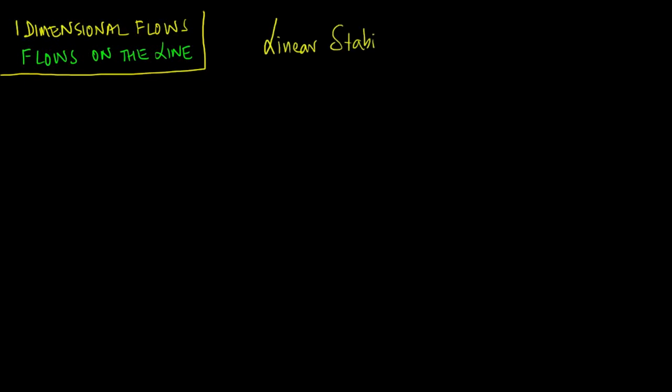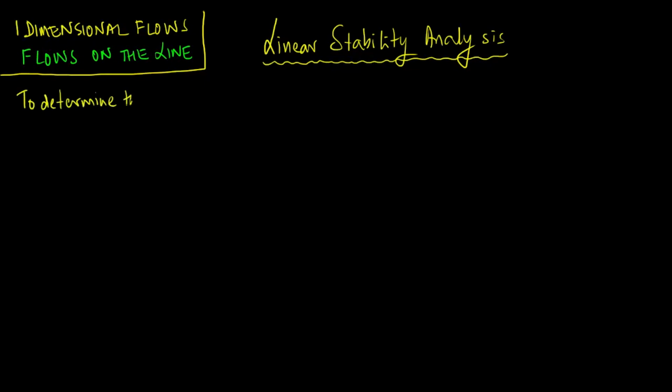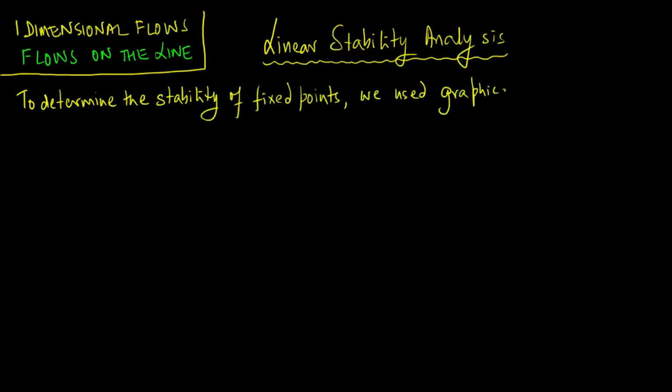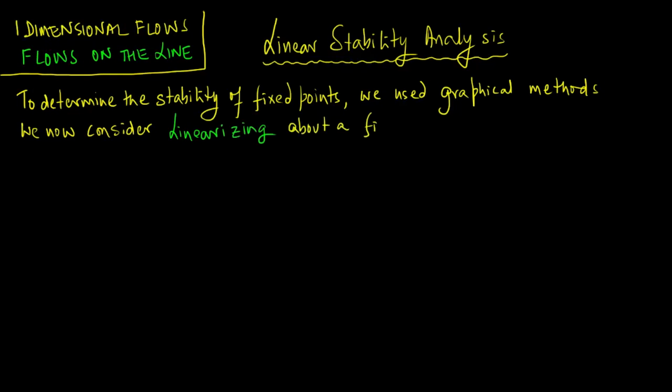Now, in this lecture, we'll focus on linear stability analysis. To determine the stability of fixed points, we had earlier used graphical methods. We now consider linearizing about a particular fixed point.